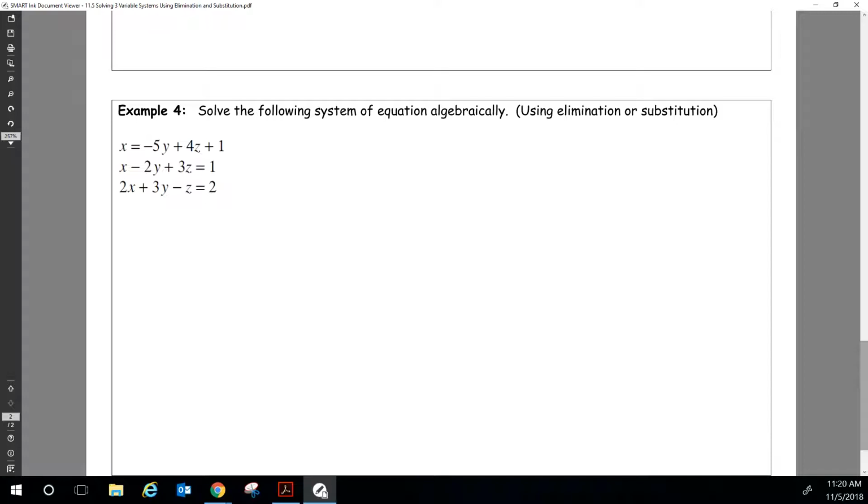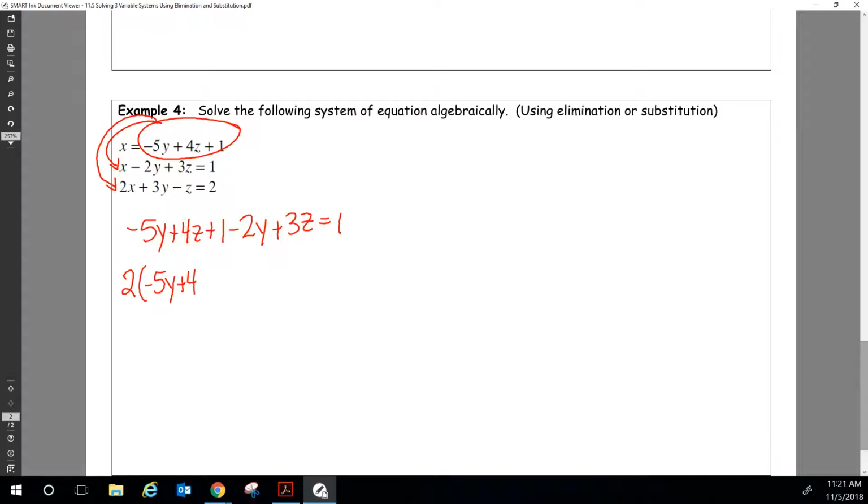Looking at number 4. The first one's solved for x. So let's try substituting that one in for x here and for x here and see what we get. So I got minus 5y plus 4z plus 1. That's what x is. Minus 2y plus 3z is equal to 1. And then I've got 2 times minus 5y plus 4z plus 1 plus 3y minus z is equal to 2.